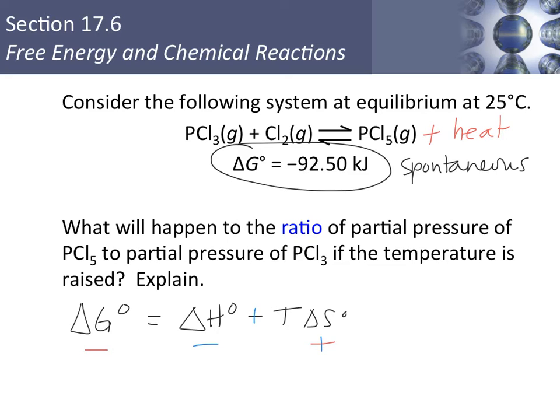If we increase the temperature, we are adding heat. And so according to Le Chatelier's principle, the reaction will try to absorb that heat and the reaction will shift left to make more reactant and less product. The partial pressure of the phosphorus pentachloride decreases. The partial pressure of the phosphorus trichloride increases. Therefore, the ratio decreases.